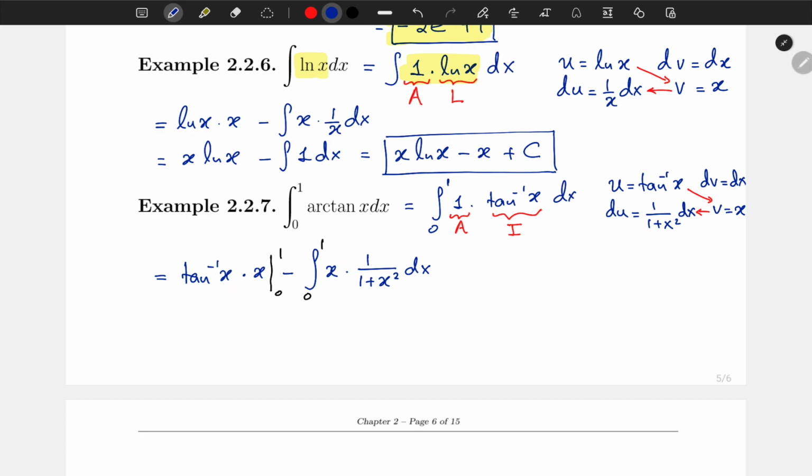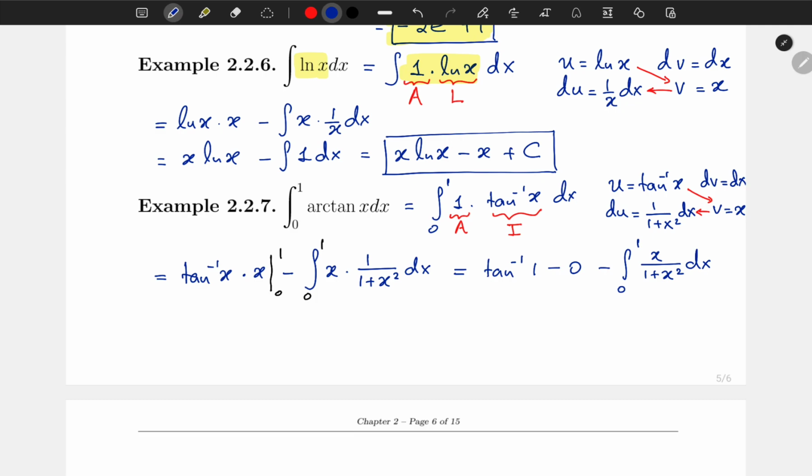So let's evaluate the first term. When you plug in 1, you get inverse tan 1. When you evaluate at 0, you get 0, minus the integral from 0 to 1 of x over 1 plus x squared dx.